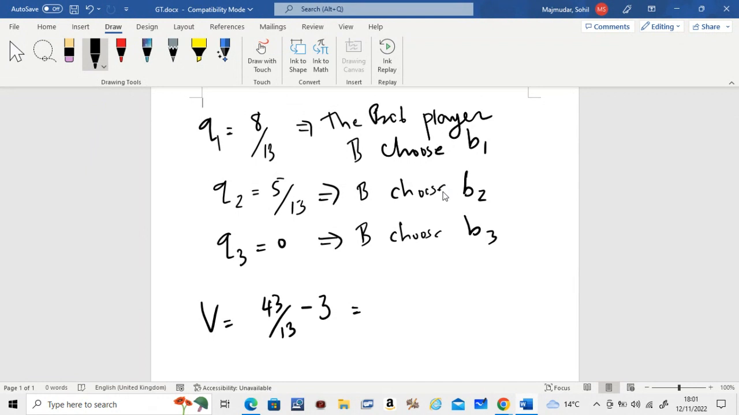Okay, so this turns out to be 43 minus 39 over 13, which is 4 over 13, if I'm not wrong, which is around 0.307. Okay, so this should be your answer at the end of finding the probabilities for player B's strategy. And then similarly, you have to do the same thing to find the probabilities for player A.